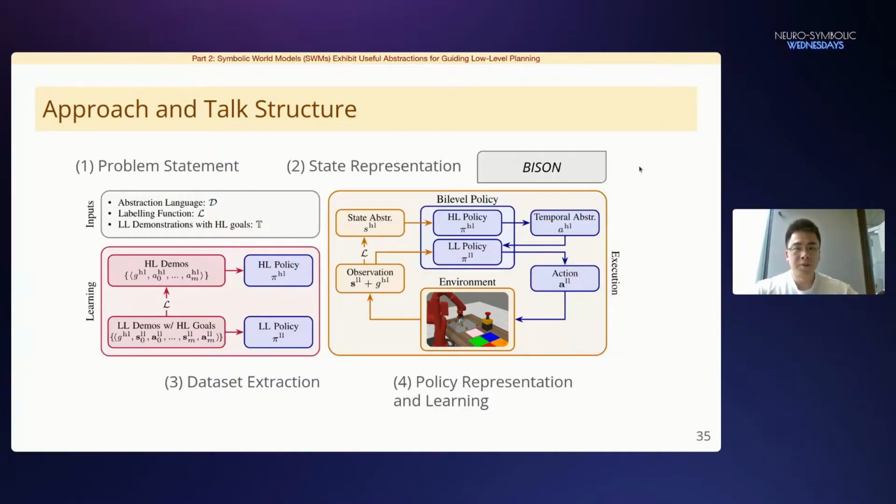So the approach and talk structure of this remaining part is as follows. We're going to talk about our problem statement. Next, we're also going to talk about how we represent states and actions and the environment for robotics problems here. Third part, we're going to talk about data set extraction. And finally, we're going to talk about policy representation and learning. So noticeably, our approach is a bi-level or hierarchical approach for planning. We'll have a high-level policy for doing some high-level planning, and we'll have a low-level policy guided by our high-level policy and abstractions to do your low-level manipulation and control.